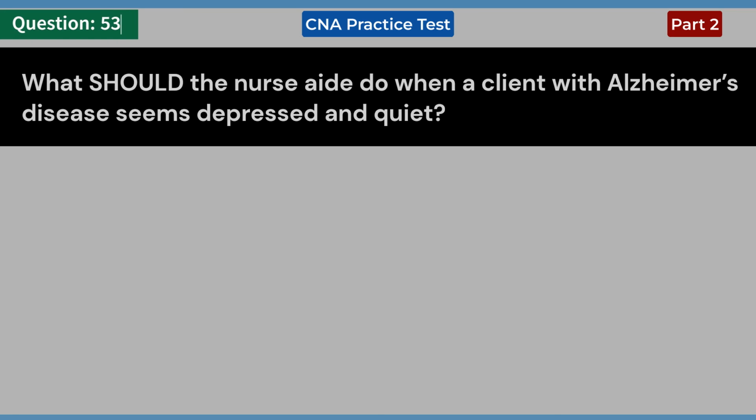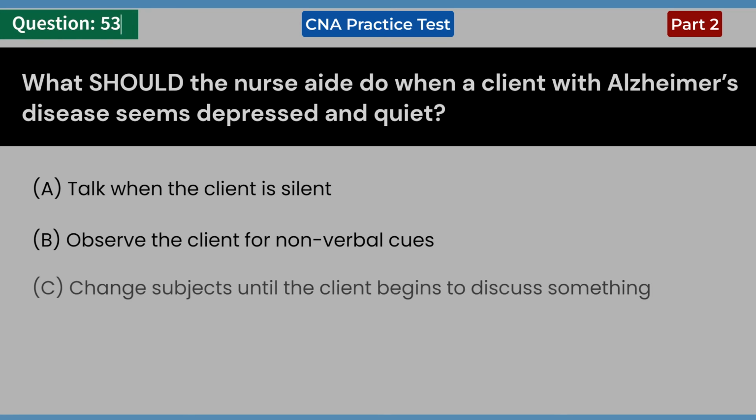What should the nurse aide do when a client with Alzheimer's disease seems depressed and quiet? A. Talk when the client is silent. B. Observe the client for nonverbal cues. C. Change subjects until the client begins to discuss something. D. Tell the client not to worry. Answer: B. Observe the client for nonverbal cues.